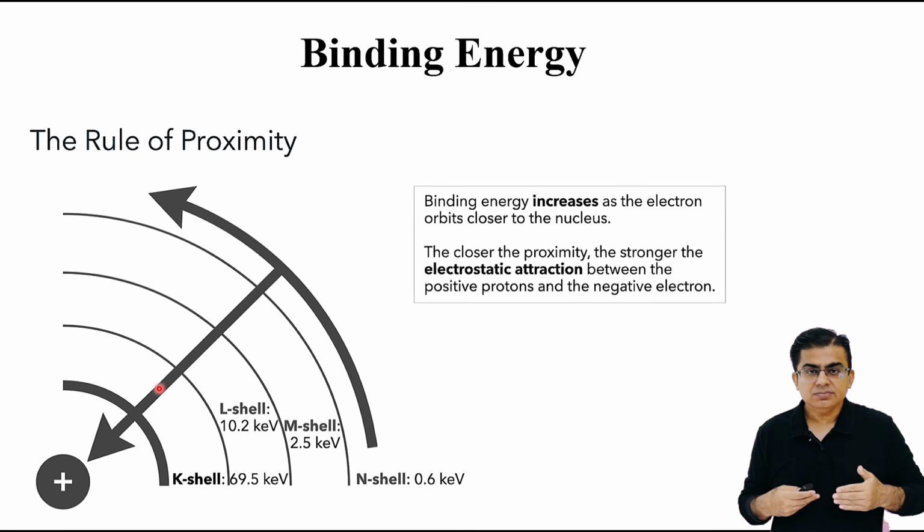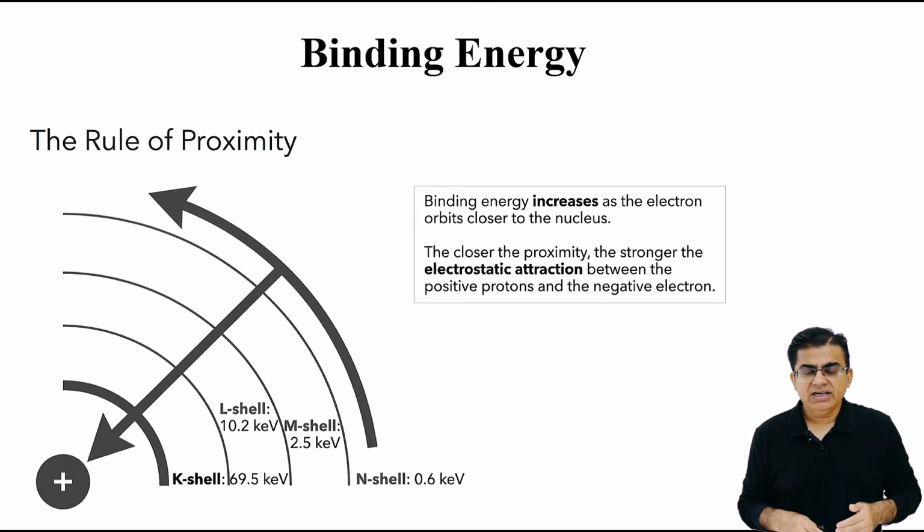Distance. You can see here the binding energy of various shells, these. Notice carefully, the binding energy dramatically increases as the orbits get closer to the nucleus. Do you notice that? Look at the specific energy on each shell.